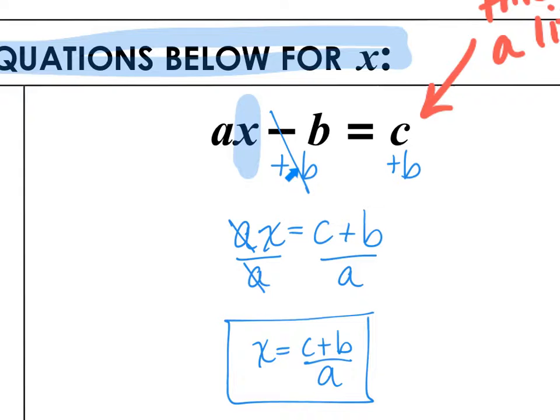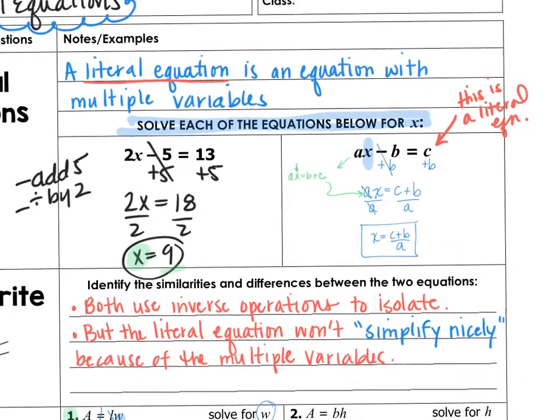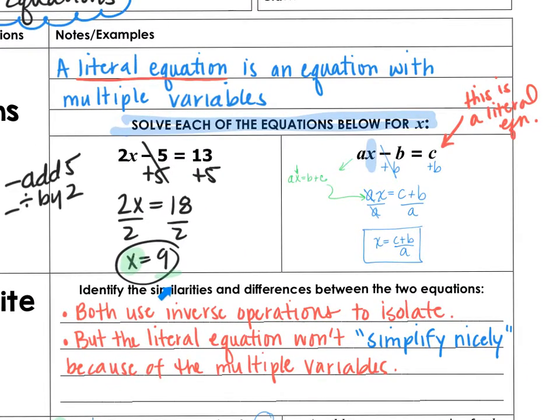So we're going to add b to both sides. Again, we're trying to get x by itself. We're going to add b to both sides. So that gets us ax is equal to b plus c. And now, one more step to get x alone. We're going to divide by a on both sides to get us that x is equal to c plus b over a.